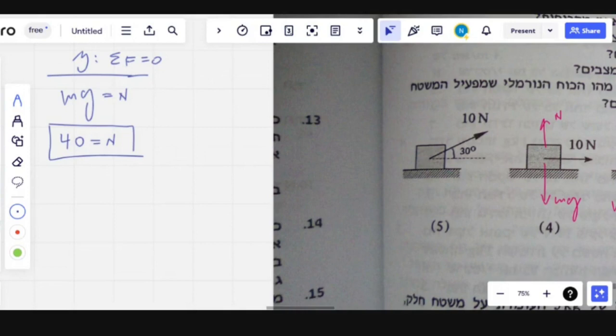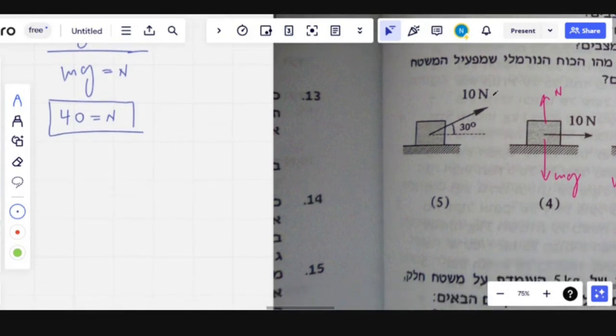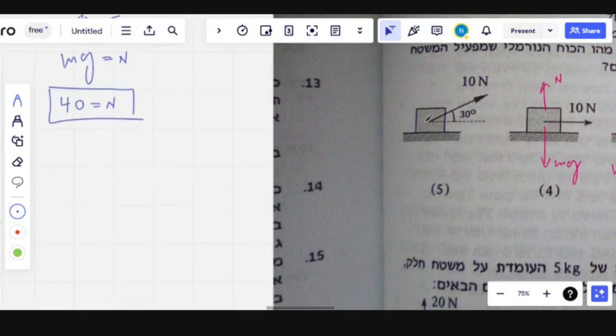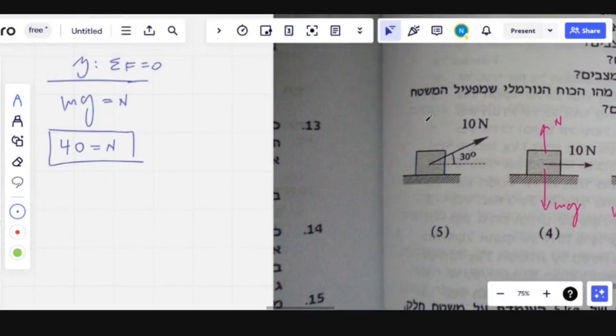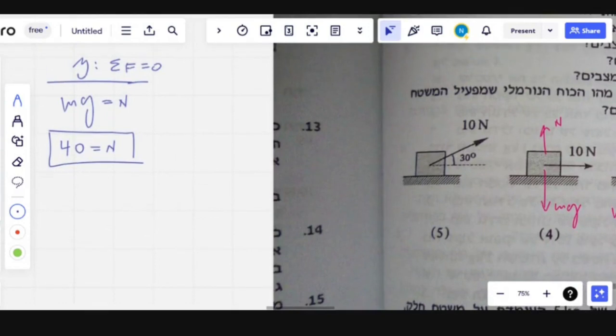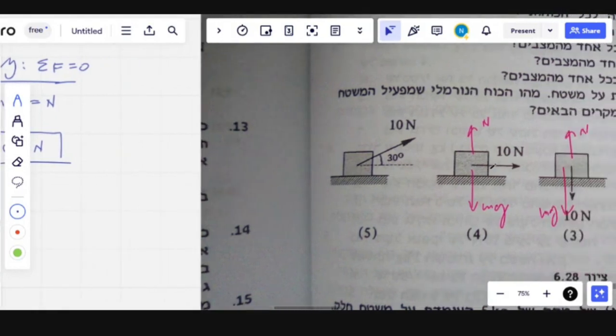All right. Now let's see number 5. So what can we do on number 5? On the y-axis, mg equals n. And what about the x-axis? On the x-axis, it's going to accelerate.